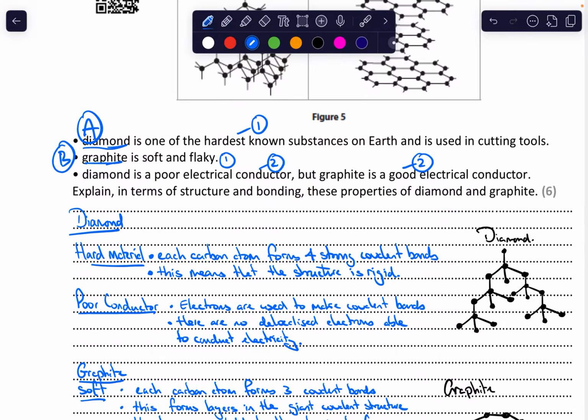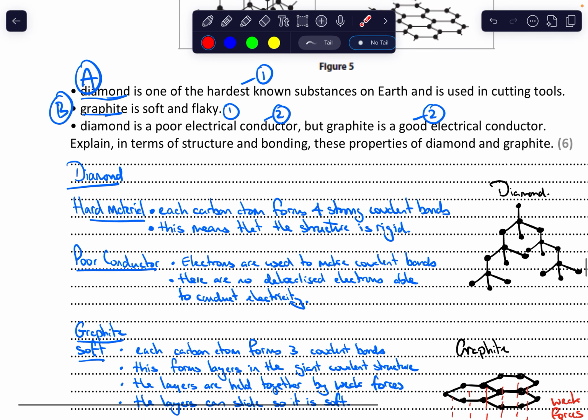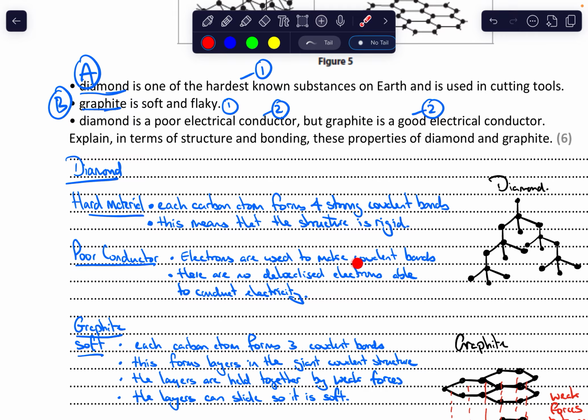So let's do diamond here initially. Diamond is a hard material because in this structure, every carbon atom has 4 covalent bonds. Those bonds are strong. And because it's 4 strong covalent bonds, it means the atoms are held in a rigid structure. So we need to say the carbon atoms form 4 strong covalent bonds, and this means that the structure is rigid. Why does that make it a poor conductor? Because all the outer electrons are used to make covalent bonds. So there's 4 bonds being formed. That means there are no delocalized electrons, and therefore it's not able to conduct electricity because there's no electrons that can move.